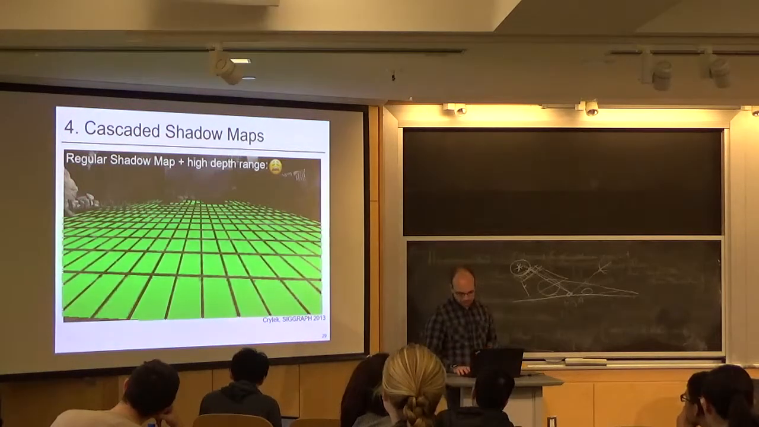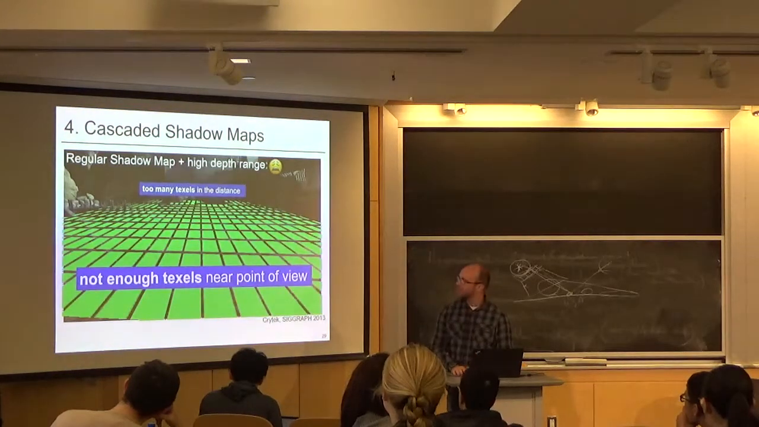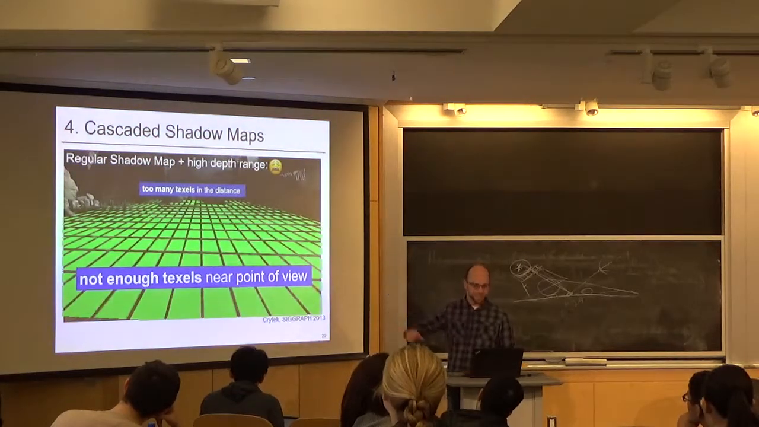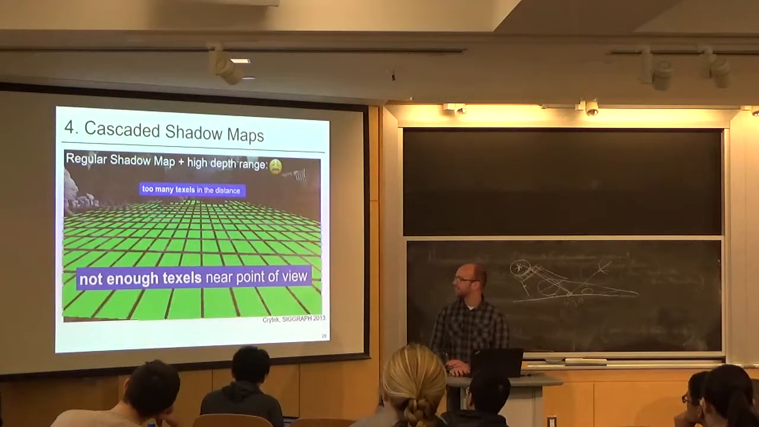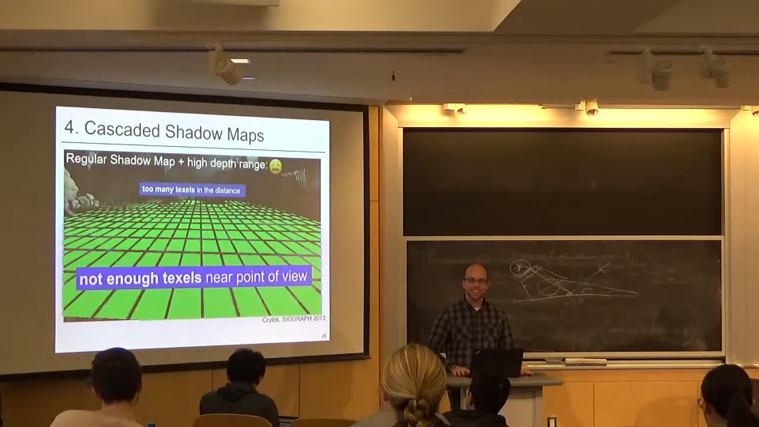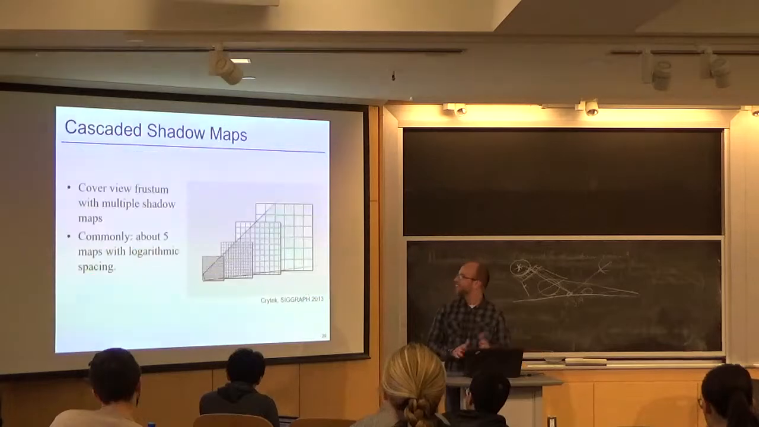A different way of putting it is that there are too many texels in some places. By the way, we call them texels here instead of pixels because they're texture elements. Some are in the distance, and there's not enough from the point of view. What do you think people do? They make more than one.